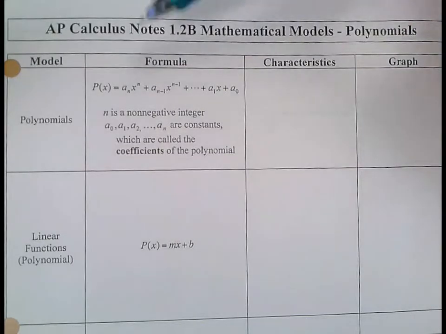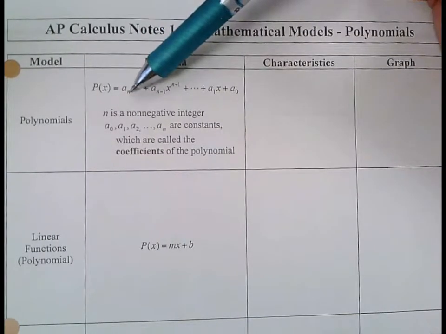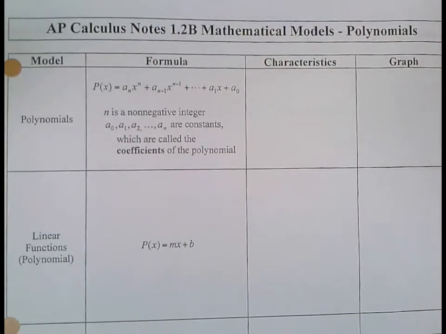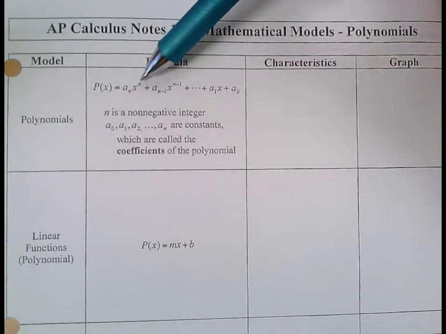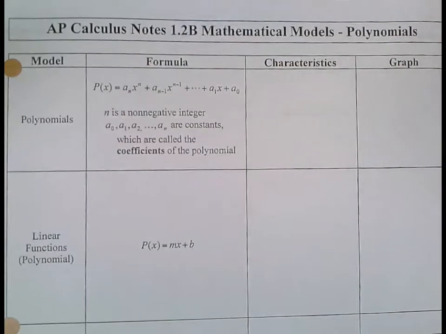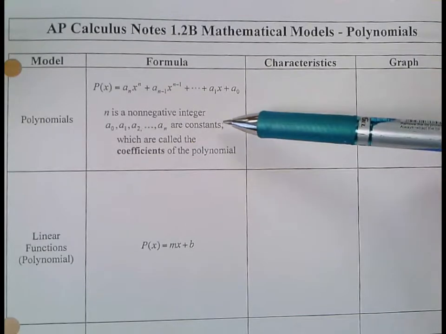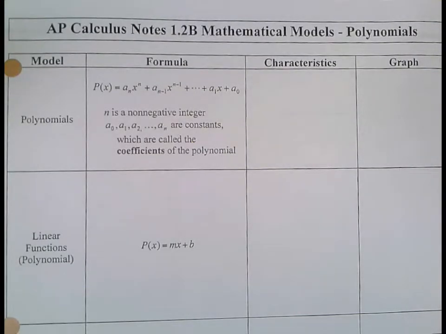So n, notice, is not only with the subscripts for all of the a's, but that just a is representing a constant or the coefficients for the specific terms. N is really focusing on the powers on x. And if you have a negative power, it's not a polynomial. So n is a non-negative integer. The a's are the constants, the coefficients of the polynomial. So that's just what the general formula for a polynomial looks like.